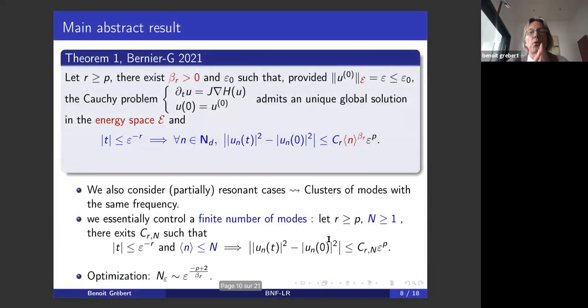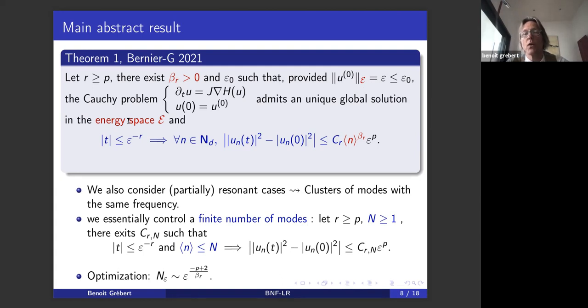Okay, so then we have the result, and the result is the following one. This is the abstract result, and it says the following. You take R, the order bigger than the degree of the nonlinearity. Then you have a beta R. We will come back to this coefficient later, and an epsilon 0, such that when the norm of the initial datum in the energy space is smaller than this epsilon 0, then the Cauchy problem first admits a unique global solution in the energy space.